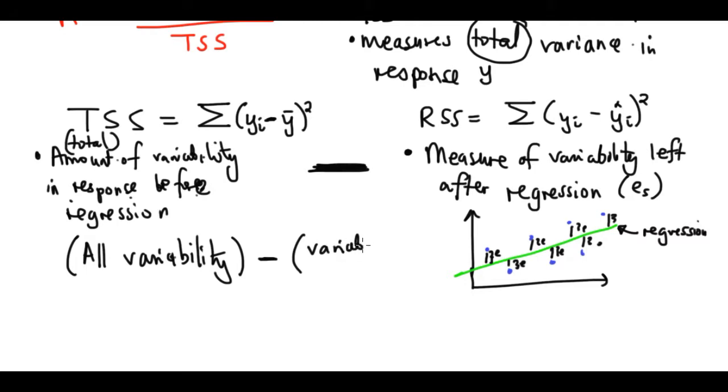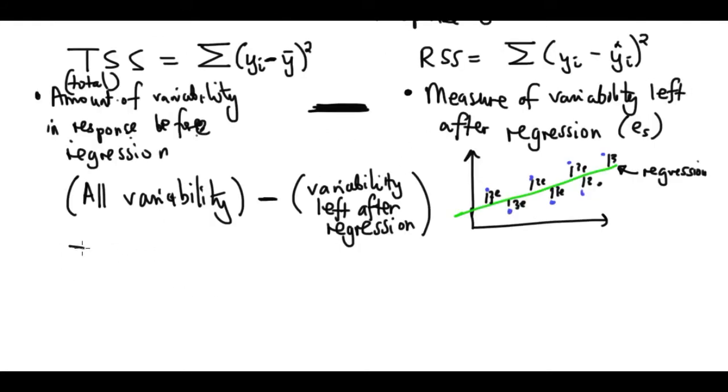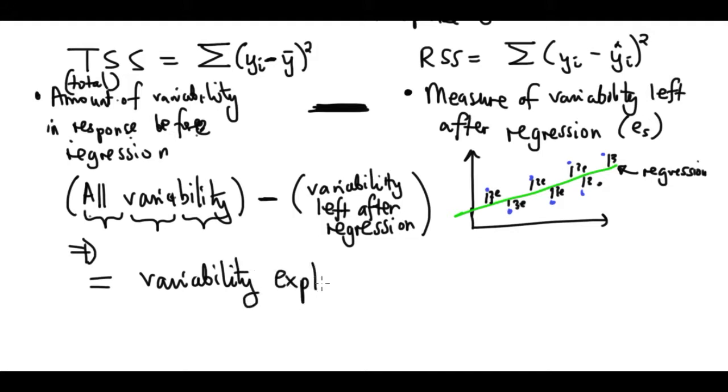variability left after regression. Because we're doing TSS minus RSS, right? So what variability then do we get here? If this is the total variability, it means part of this is the variability due to regression. Part of it is the variability due to some other things in there. So there's going to be all the variability in here. And if we subtract the variability left after regression, what we are left with is variability explained by regression.